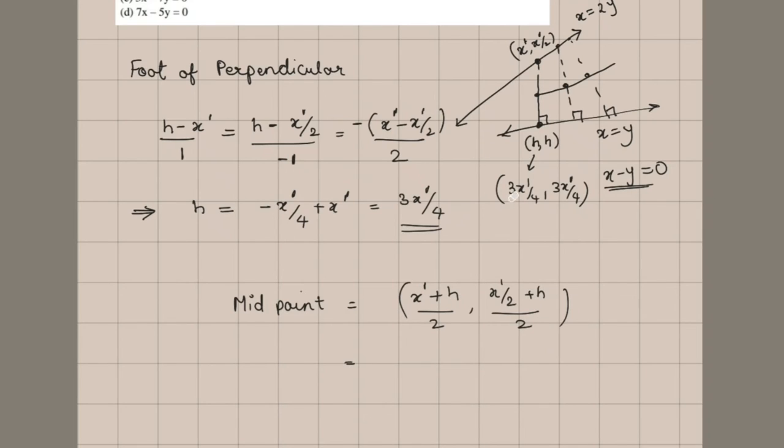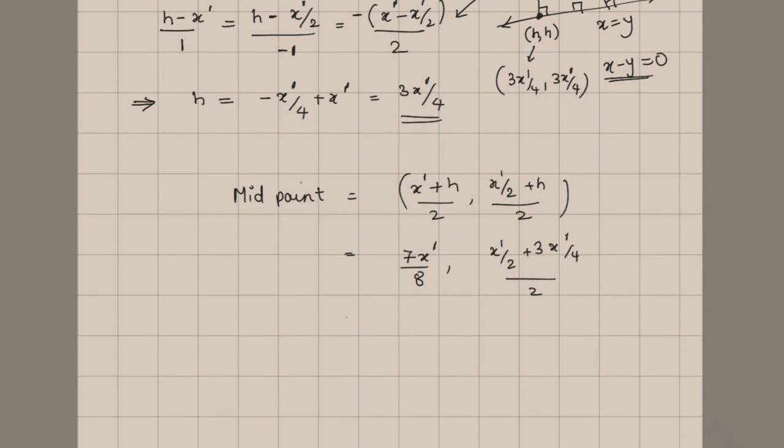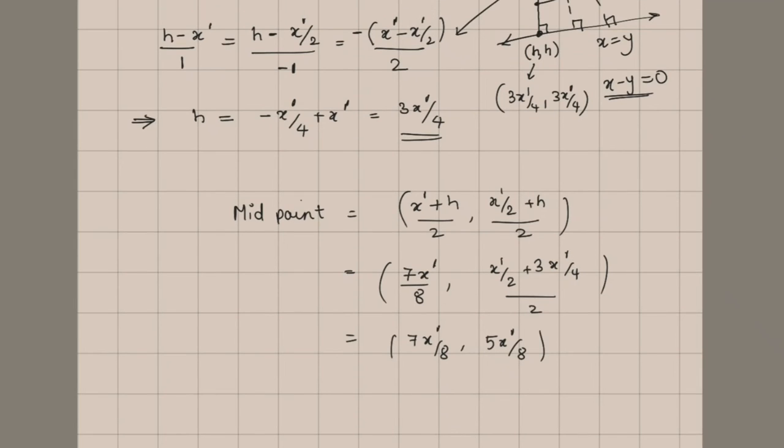As h is 3x' by 4, if you substitute here, which gives 7x' by 8 comma x' by 2 plus 3x' by 4 by 2, which is 7x' by 8 comma x' by 2 plus 3x' by 4, which is 5x' by 8. So this is the midpoint.